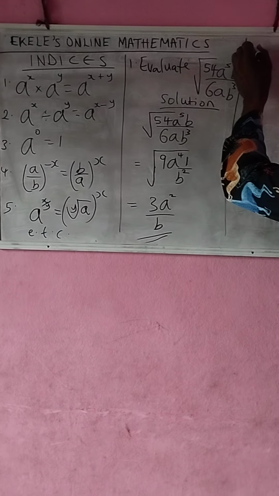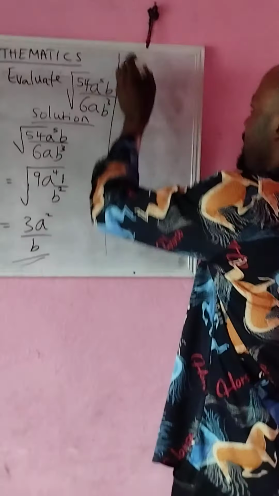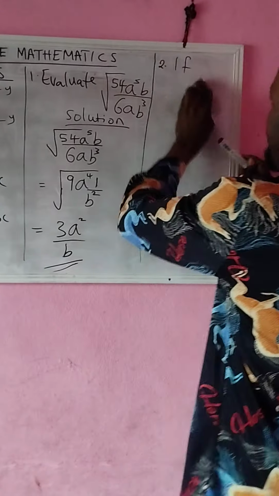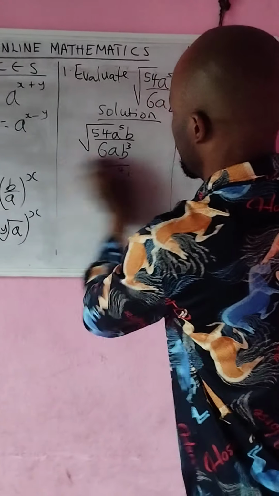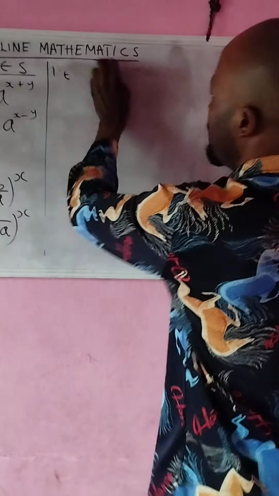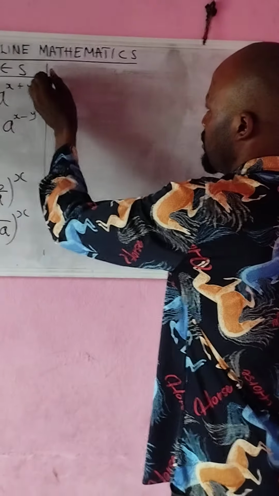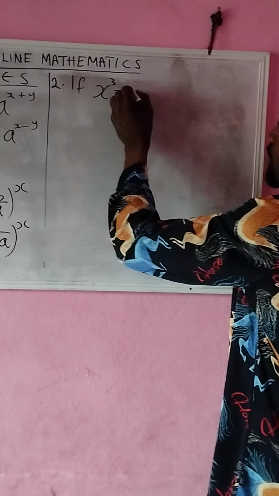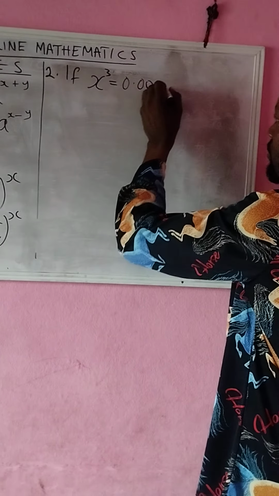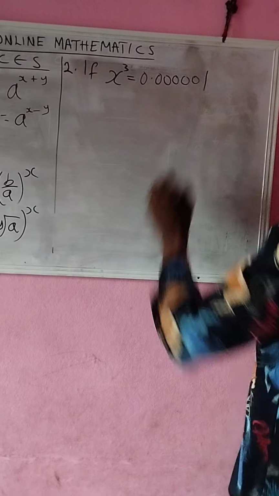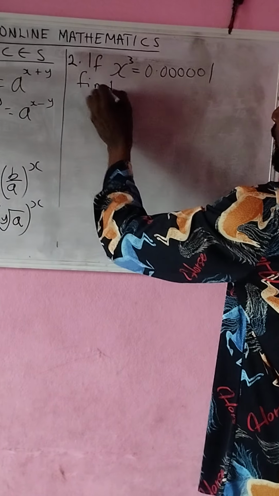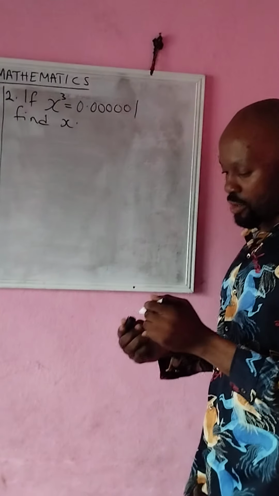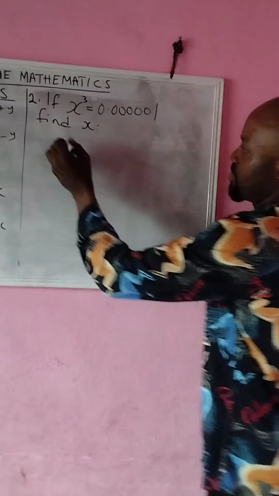Let's look at another example that says, let me clean the board and continue. Another example says if x raised to the power of 3 is equal to 0.000001, find x. Here is another example on the concept of indices again. Then let's solve this.